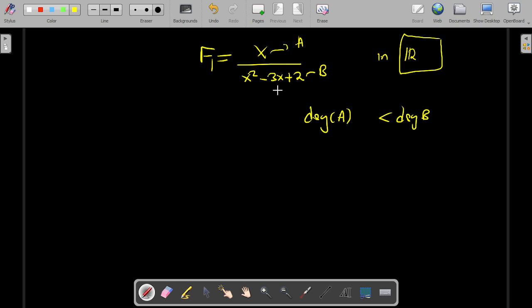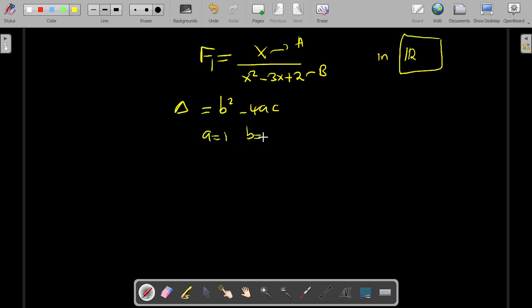Now we're going to look at our denominator, which is this quadratic expression, x squared minus 3x plus 2. We're going to see if this denominator is factorizable. To see if a quadratic expression is factorizable or not, we have to calculate its discriminant. The discriminant of a quadratic expression is given by the formula b squared minus 4ac. If we look at our quadratic expression, a is equal to 1, b is equal to minus 3, and c is equal to 2.